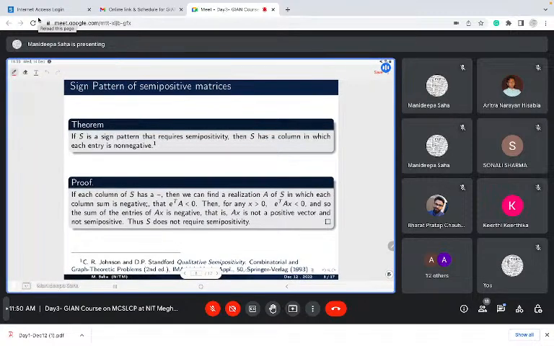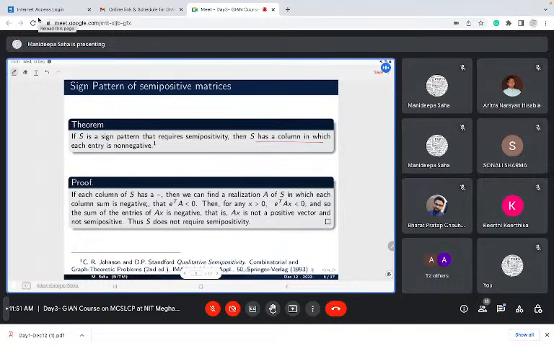So that is also very, very simple. Suppose that S has no such column, that is, suppose all the columns have a negative entry. Fine, each column has a negative. Then we can find a realization, a matrix which has the same sign pattern, and the column sums we can make to be negative. So that's what we can do.